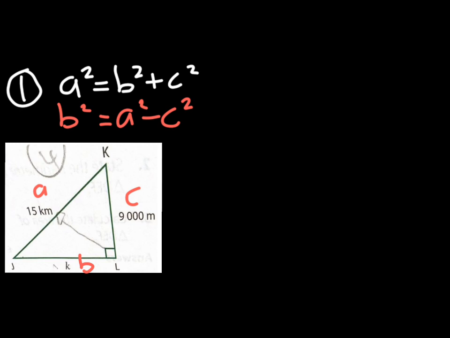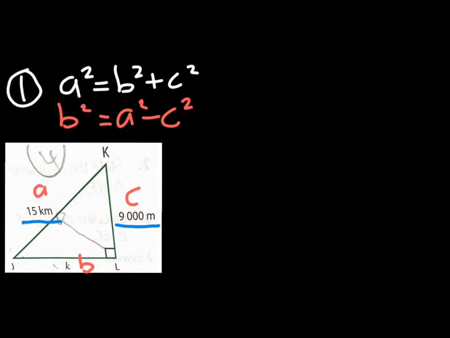We also notice that the length of A is given in kilometers and the length of C is given in meters. So we are going to need to standardize. We are going to need to pick one unit of measurement. We cannot use 15 and 9,000. So for this example, I'm going to convert them both into kilometers. It would be perfectly fine if you chose to use meters.